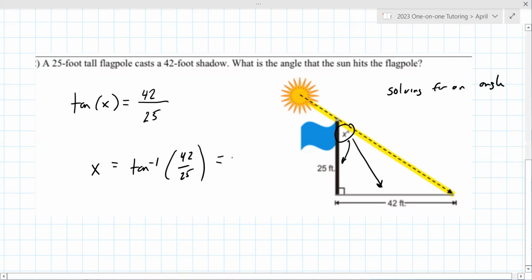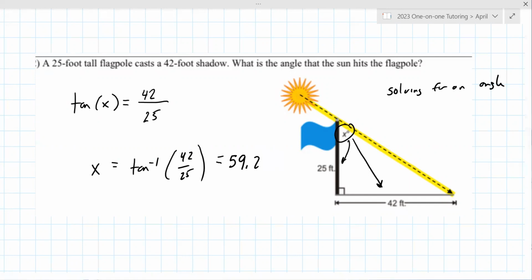Okay, 59.2. And then we need the degree symbol there. So X is 59.2 degrees, the whole angle. Very good. All right, that's pretty good. Here, number three.